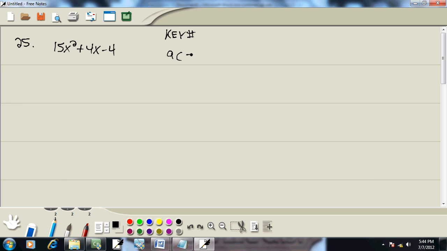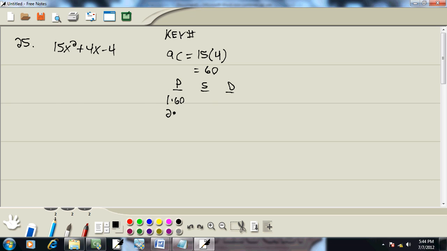With the key number, we take the number at the beginning, which is 15, times the number at the end, which is 4. And we ignore signs. We handle signs later on. That gives us 60. And we're going to come up with 3 columns for that. The P column, S column, D column. The P stands for products. We write down all products that give us 60.